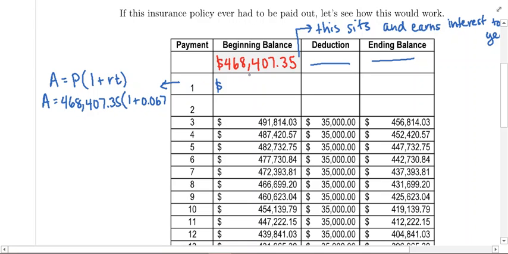How long did this $468,407.35 sit there and earn interest? Well, for 1 year. So time in this situation would be 1 year. Okay, so that's how you would set this up. And then I'm going to go to my calculator and calculate this.